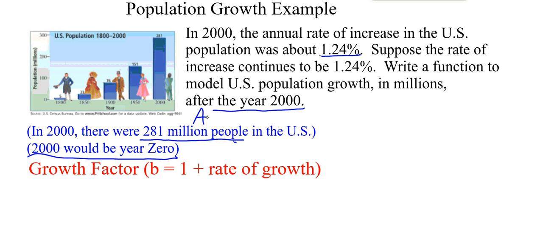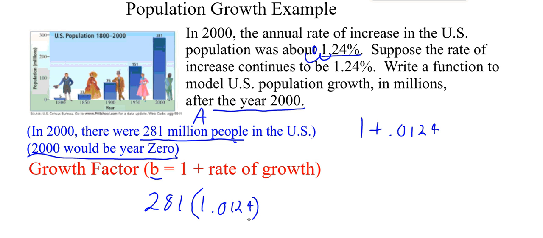And we're doing it in millions. So we're going to say 281 times, my growth factor again is 1 plus my rate of growth. My rate, I want to write as a decimal, so move it over 2 decimal places, filling in zeros if need be. So 0.0124. So that ends up being 1.0124. And that's my growth factor. That is going to be raised now to the time in years. So it's just x. And so that's how we can predict our growth.